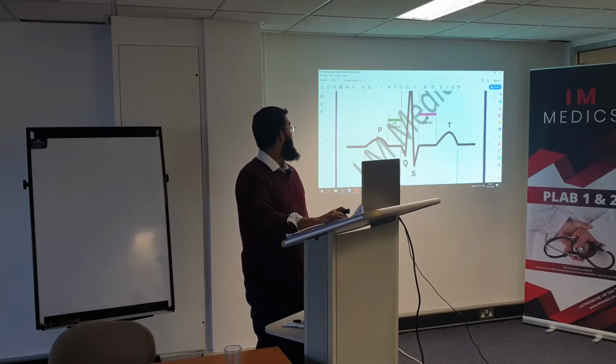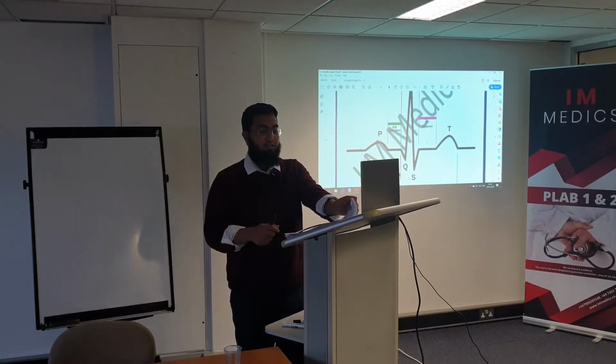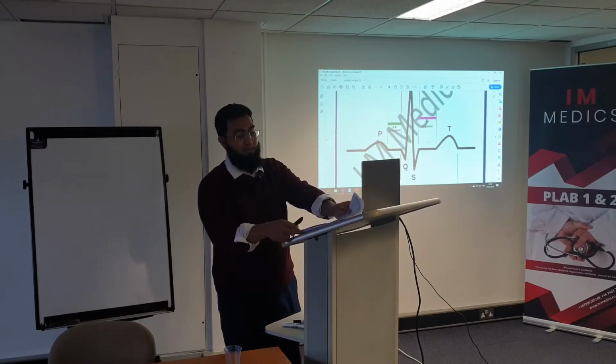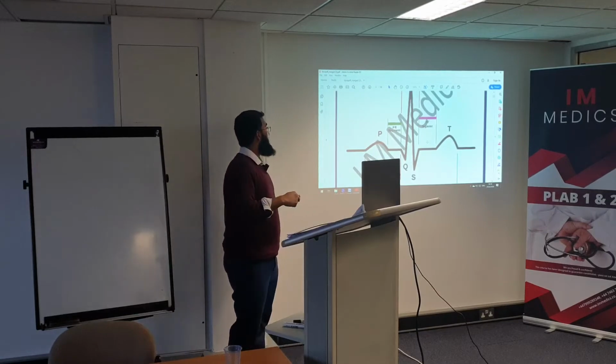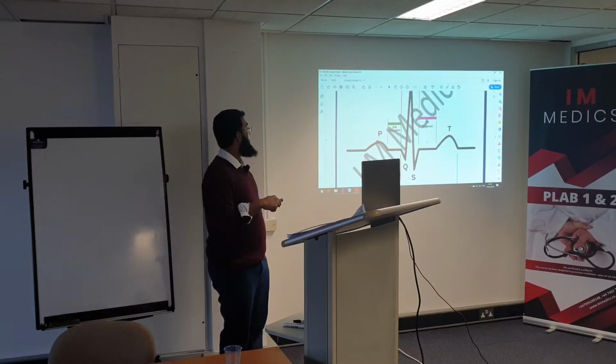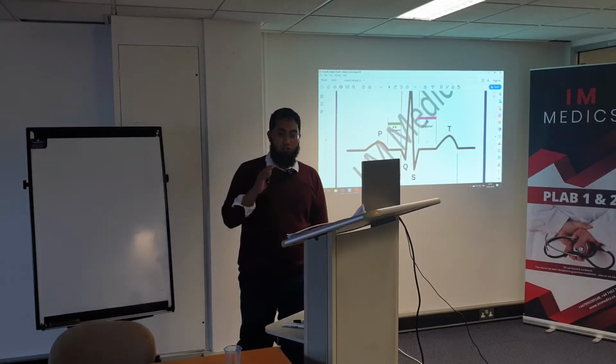Now this is the basic ECG anatomy. The reason ECG is there is because it's quite important for the exam. So basic things for ECG we'll go over. P wave. So we all know P wave is atrial contraction, QRS is ventricular contraction, and this is the T wave. So certain things we need to know for the exam.